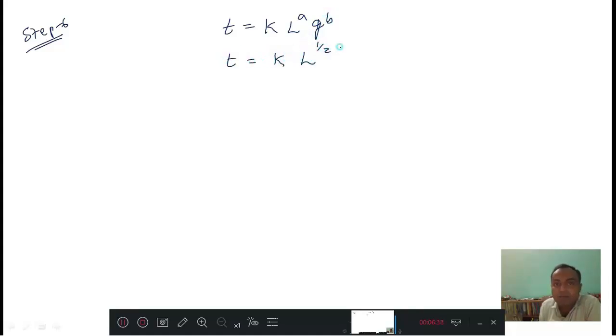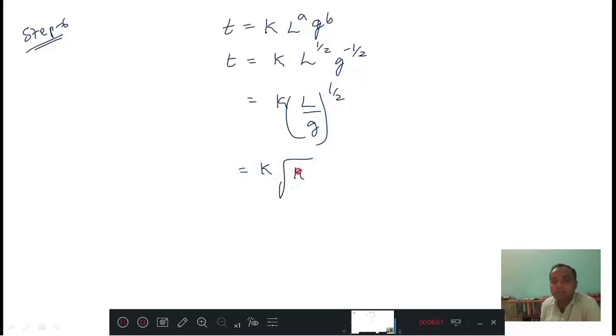Now going to step 6. In step 6 I will resubstitute back into my equation. My equation is T equal to K into L raised to A and G raised to B. See here, T equal to K into L raised to 1 by 2 and G raised to minus 1 by 2. This I can rearrange and write as K into L by G raised to 1 by 2. This I can represent as K into root of L by G. This is your time period.